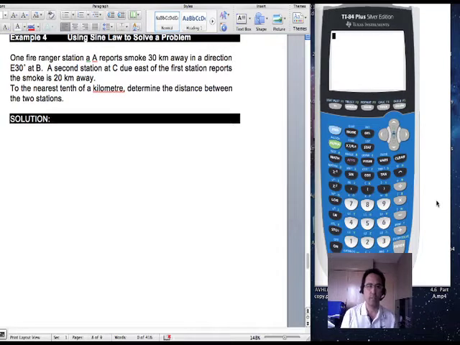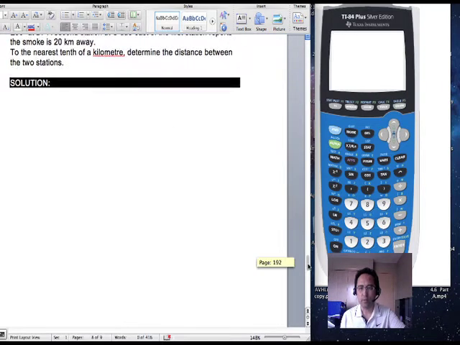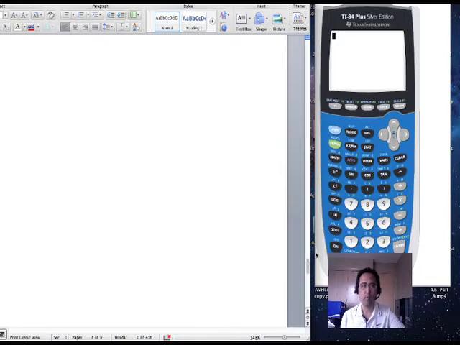A fire ranger station A reports smoke 30 kilometers away in the direction east 30 degrees north, sorry, at B. A second station at C is due east of the first station. The first station reports that the smoke is 20 kilometers away, to the nearest tenth of a kilometer. Determine the distance between the two stations. Well, the first stage in this is to do the sketch to figure out whether or not this is an ambiguous case or not, right?